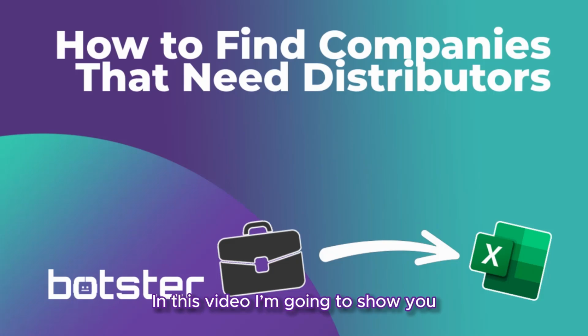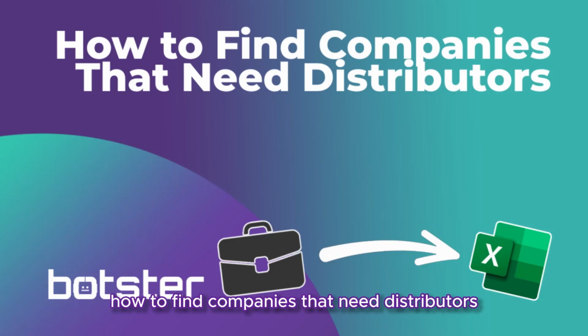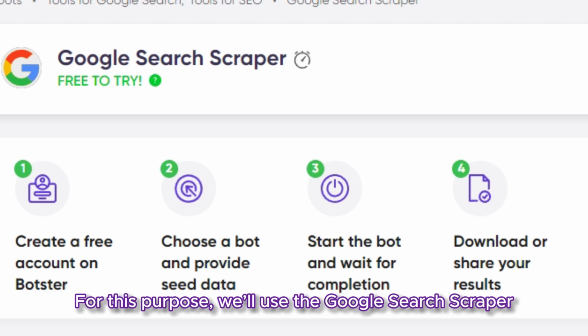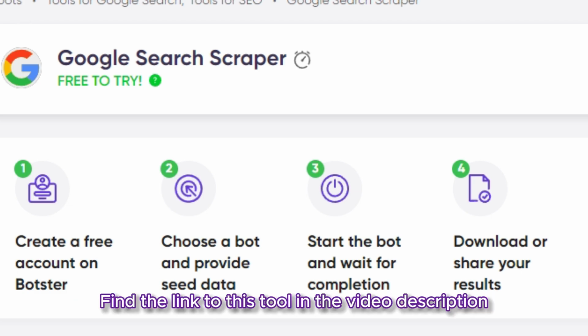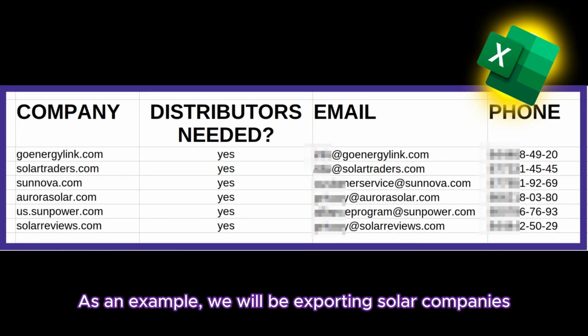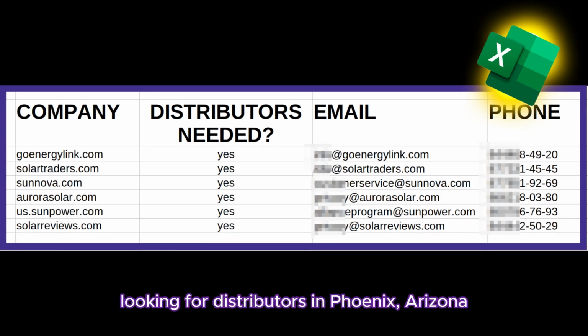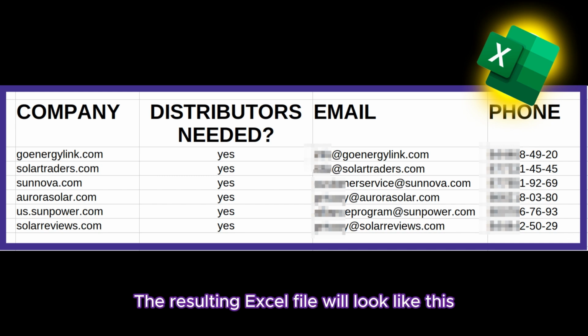In this video, I'm going to show you how to find companies that need distributors. For this purpose, we'll use the Google Search Scraper. Find the link to this tool in the video description. As an example, we will be exporting solar companies looking for distributors in Phoenix, Arizona. The resulting Excel file will look like this.